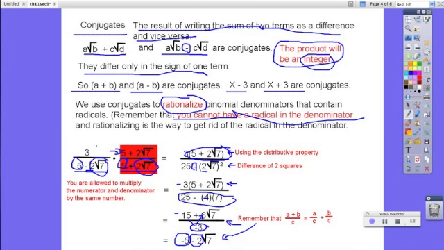Don't forget this property here. A plus B over C is equal to A over C plus B over C. And you have done problems like that in the past.